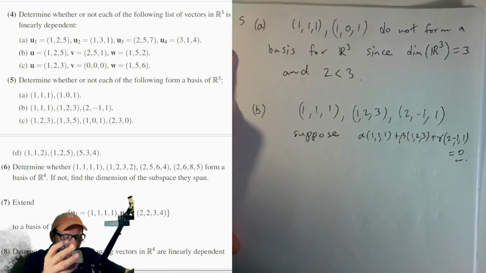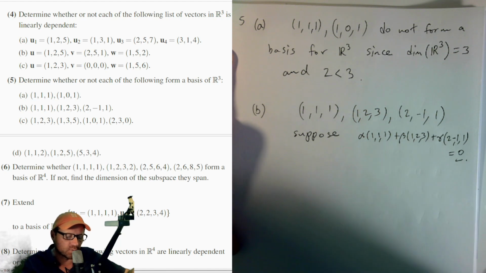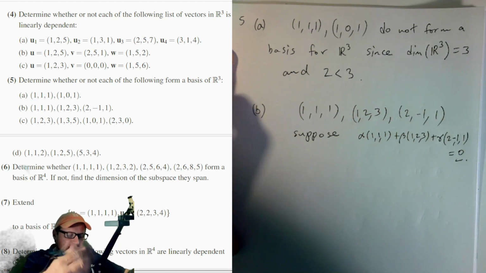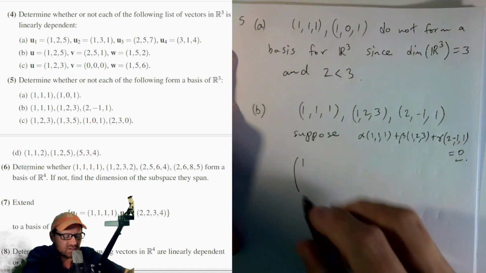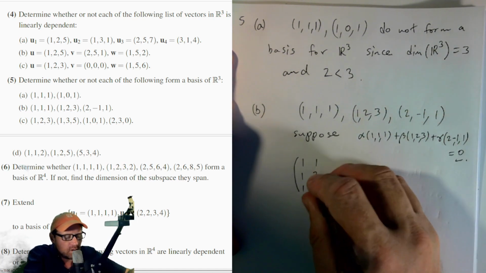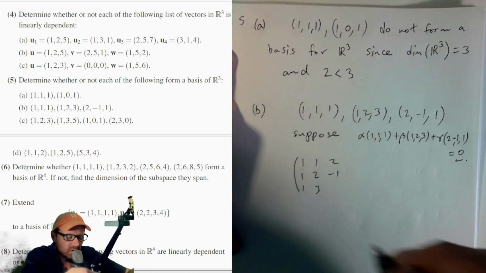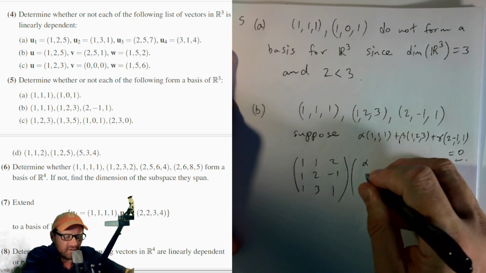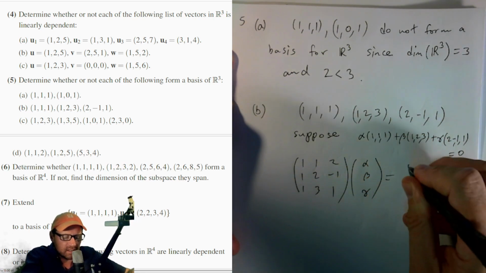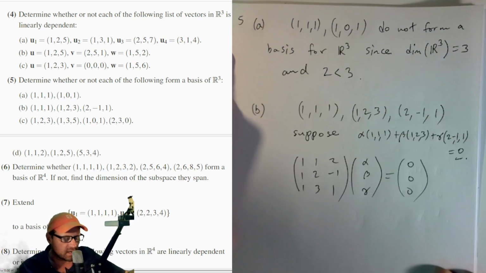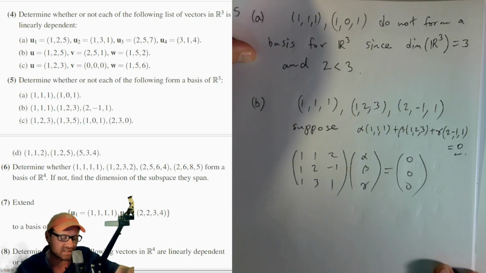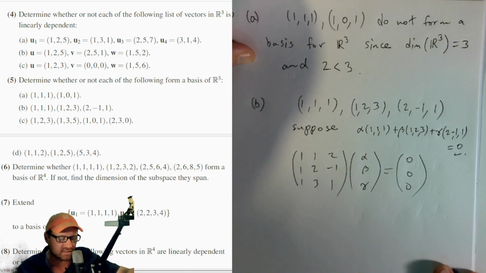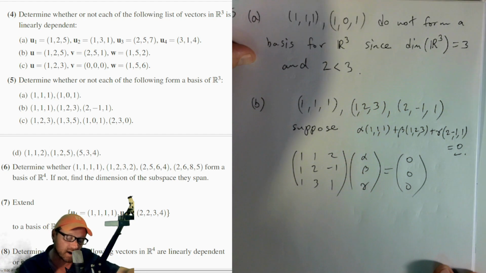Okay, so we set up our equation. This will give us the matrix equation of the transpose of each of these: 1, 1, 1, 1, 2, 3, 2, minus 1, 1, times alpha, beta, gamma equals 0, 0, 0. We can row reduce this, or we can just take the determinant of that matrix on the left, since it's a square matrix.